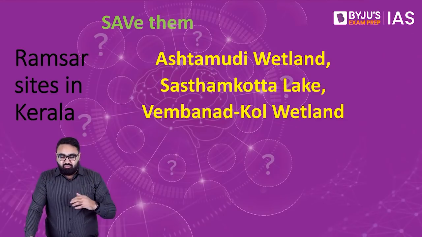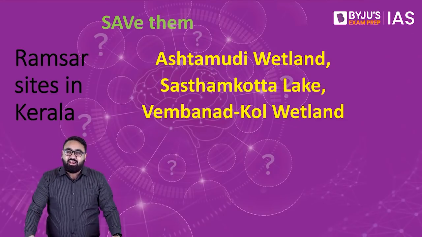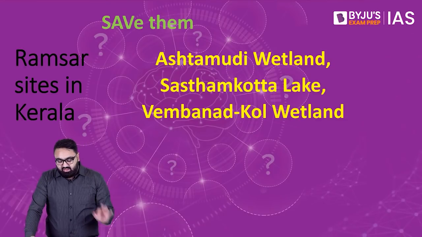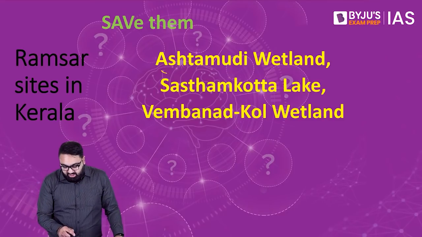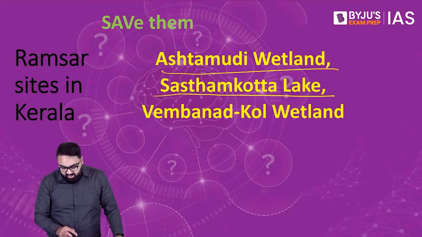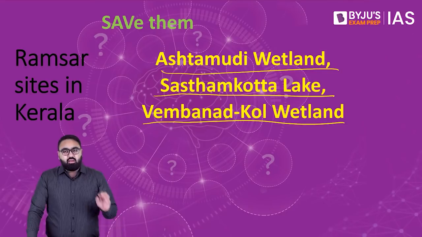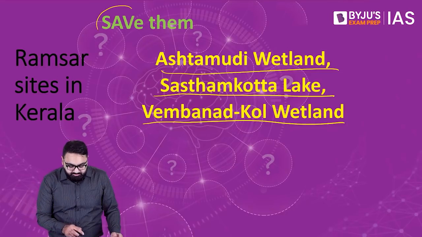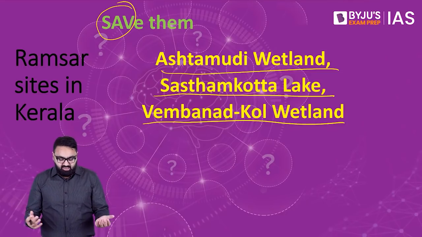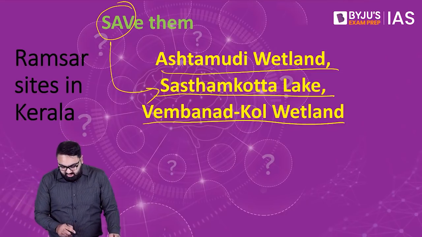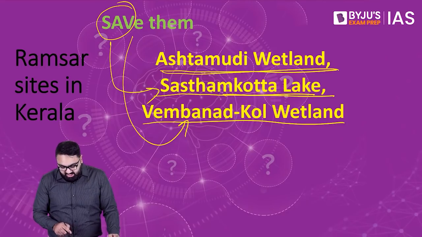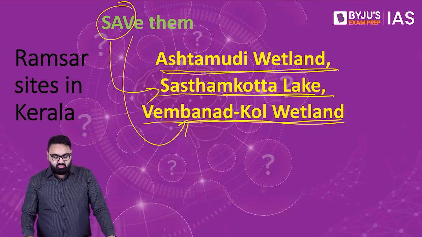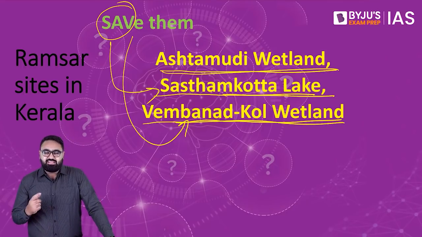Let's go to the south of India and cover the Ramsar sites of Kerala now. Kerala again has only 3 Ramsar sites. That is the Ashtamudi Wetland, the Sasthamkotta Lake, and the Vembanad Kol Wetland. Just remember the word save, or save the Ramsar sites. S-A-V. Save the Ramsar sites, right? S for Sasthamkotta Lake, A for Ashtamudi Wetland, and V stands for Vembanad Kol Wetland. Very easy, right? Save them.